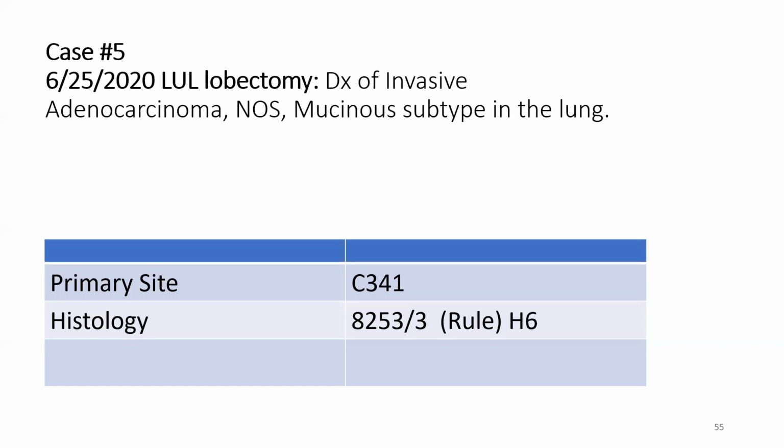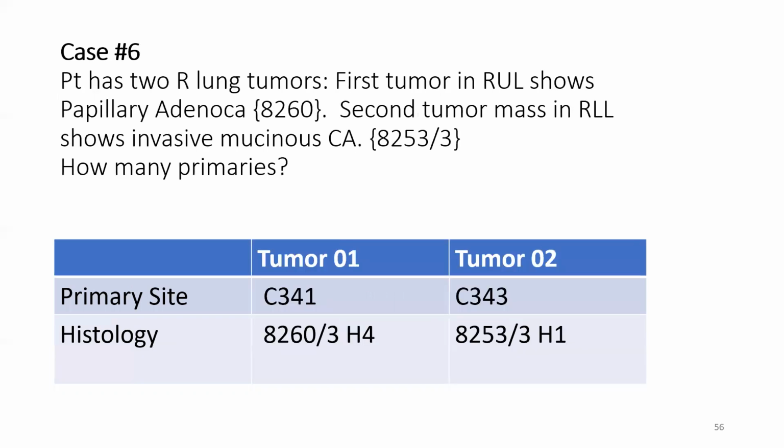So we basically get to H6. We have an NOS and a single subtype variant, and they are asking us to code the mucinous subtype. So that is the 8253. And remember, for lung, those mucinous are specific codes. So H6 fits this case.